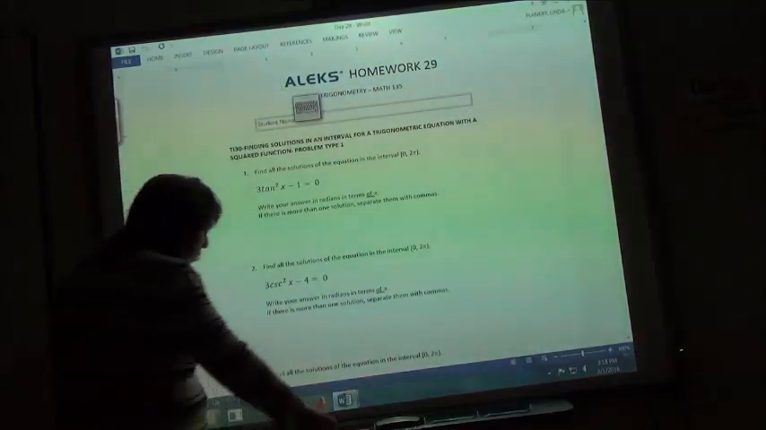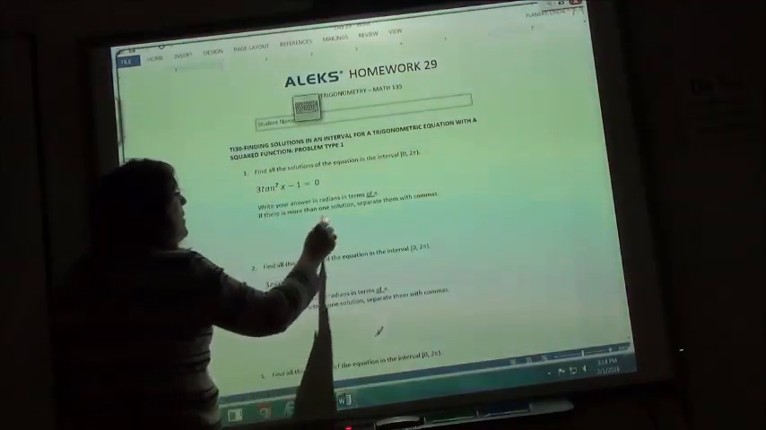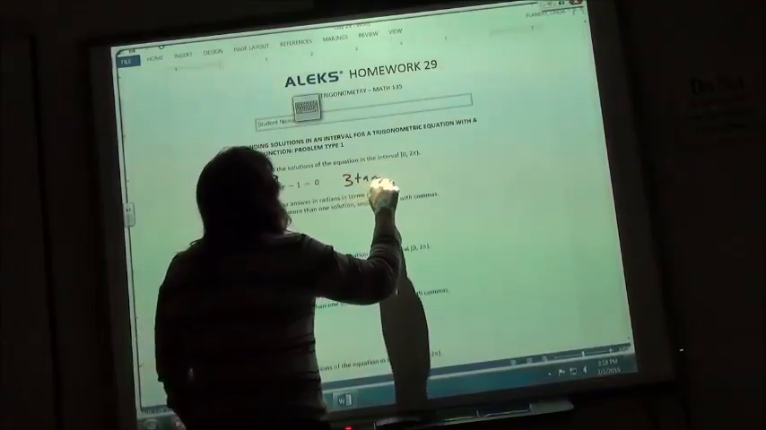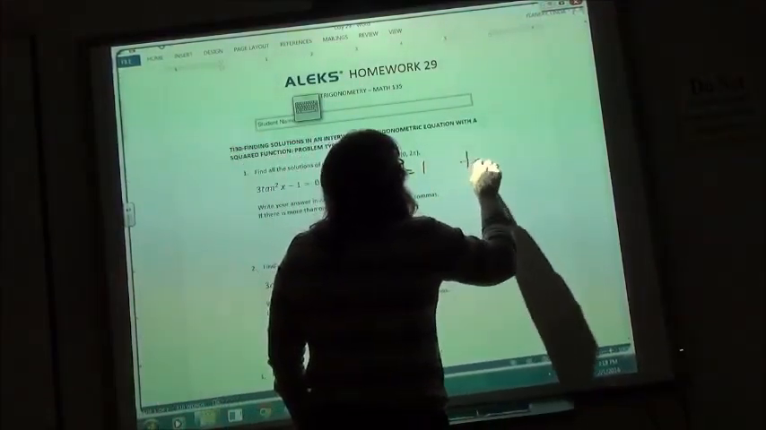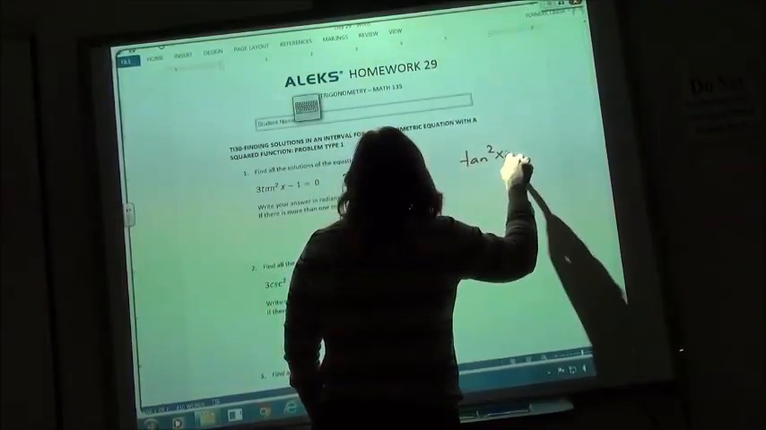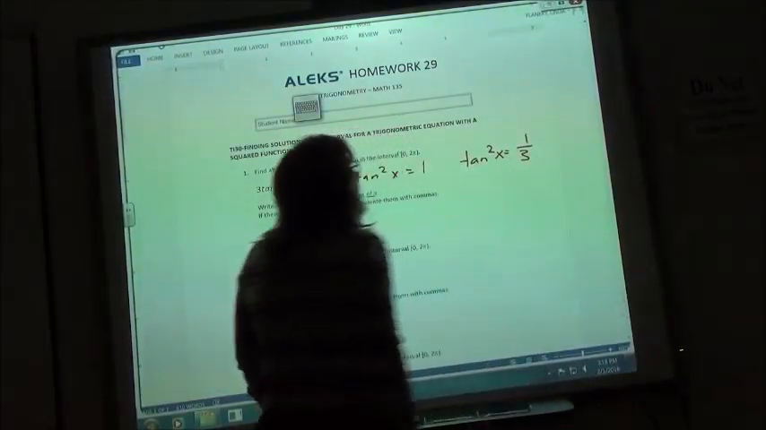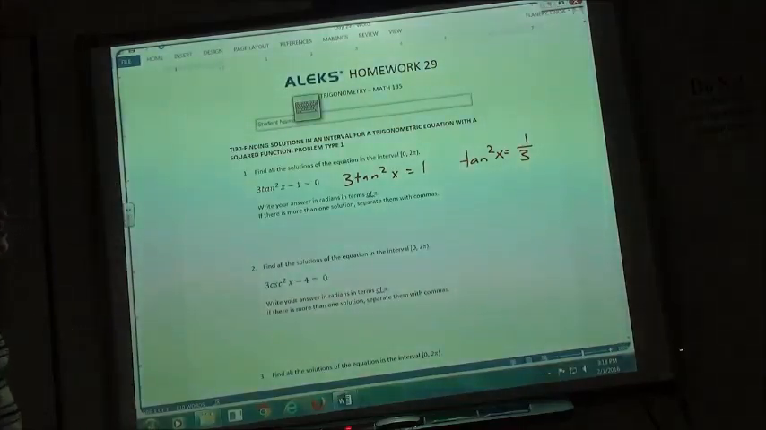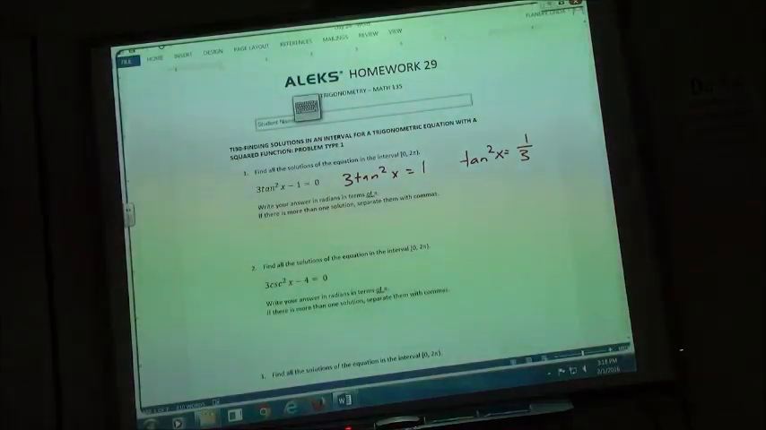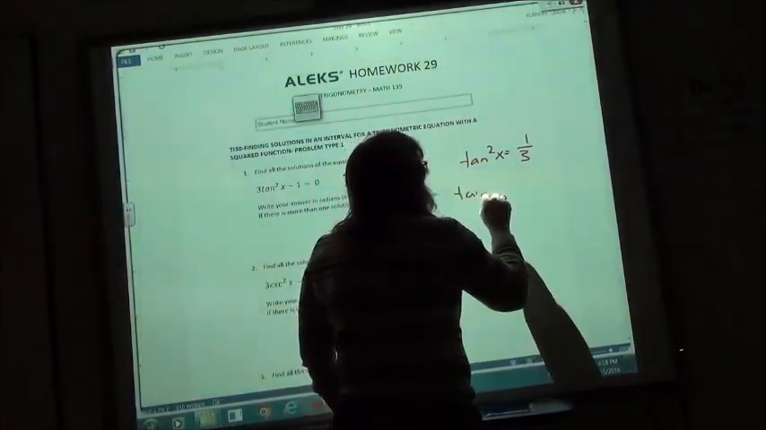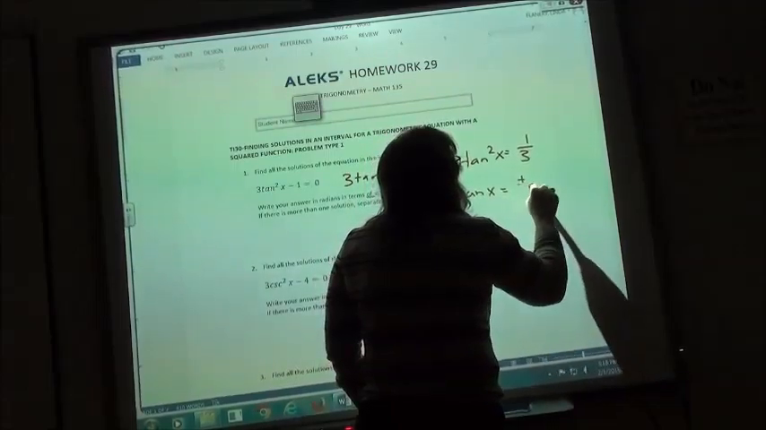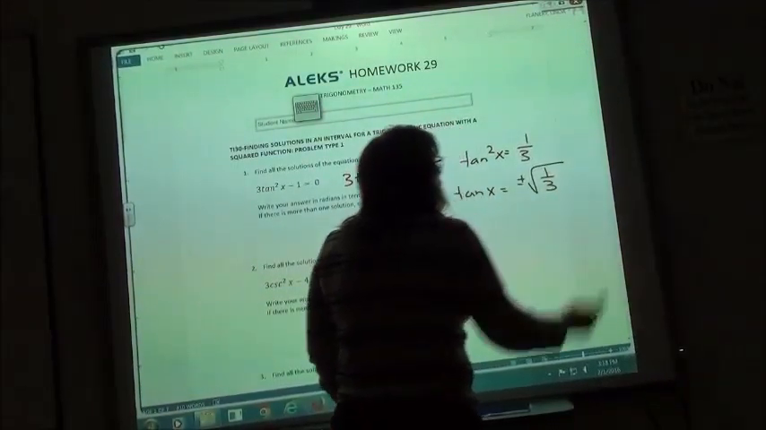So again, we're going to solve these, and so I'm going to have 3 tangent squared of x equals 1. I'm going to divide by 3, so tangent squared of x equals 1/3. And so since I have tangent squared, in order to solve that, I have to take the square root. And when I do the square root, I do plus or minus. So the tangent of x is going to equal plus or minus the square root of 1/3.